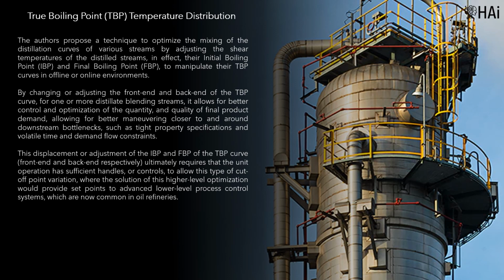By changing or adjusting the front end and back end of the TBP curve for one or more distillate blending streams, it allows for better control and optimization of the quantity and quality of final product demand, allowing for better maneuvering closer to and around downstream bottlenecks, such as tight property specifications and volatile time and demand flow constraints. This displacement or adjustment of the IBP and FBP of the TBP curve requires that the unit operation has sufficient handles, or controls, to allow this type of cut point variation, where the solution of this higher-level optimization would provide set points to advanced lower-level process control systems, which are now common in oil refineries.